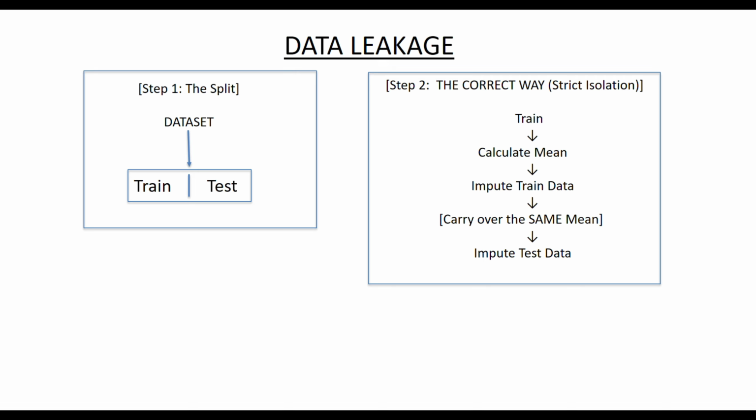You can understand it like this: the training set is your practice exam and the test set is your final exam. If you calculate the mean using both, it's like looking at the final exam questions to help you study for the practice exam. You are leaking the future into the past. In the real world, when you deploy your model, you would not have the future data to calculate a mean with. So your pre-processing must strictly rely only on the training data.